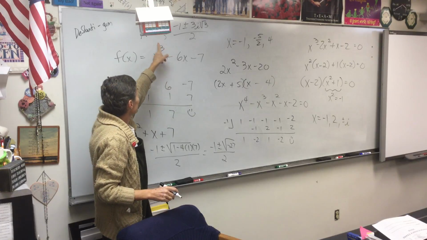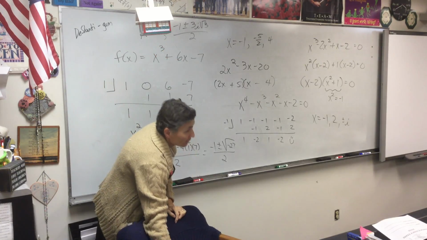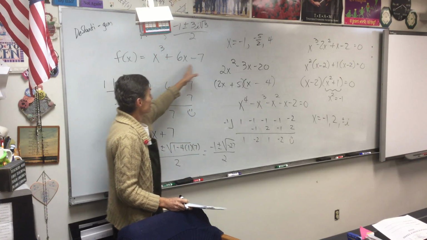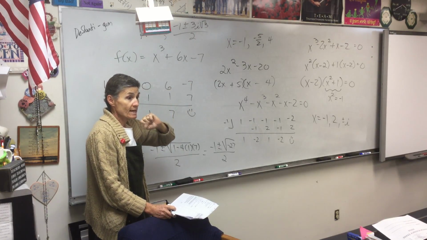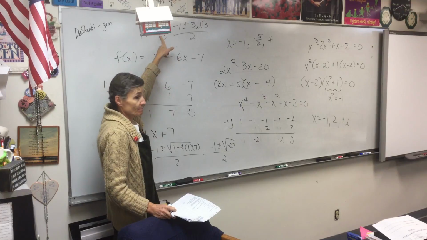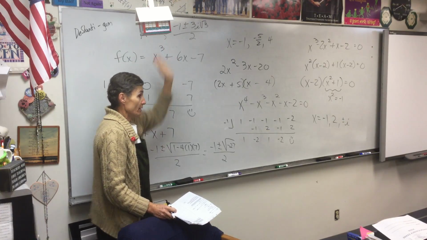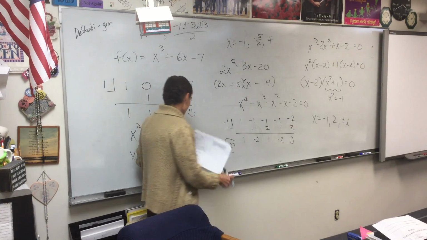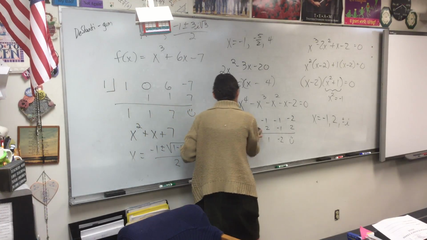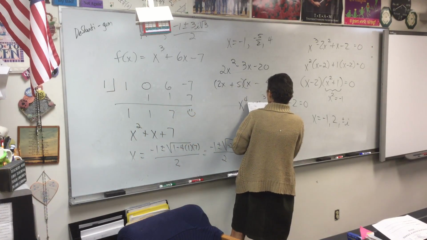2 of them are imaginary, 1 of them is real. So if you typed this in on your calculator and hit graph, it would cross the x-axis how many times? Once, right there. Now it'll have a squiggly in it because of these imaginary roots, but it's only going to cross the x-axis once. All right, that wasn't so bad.